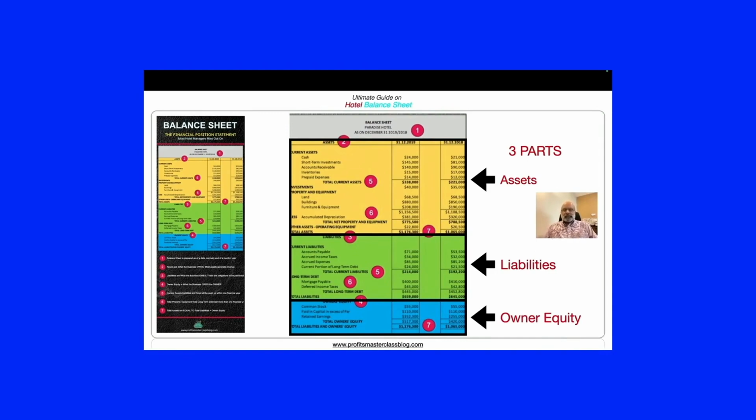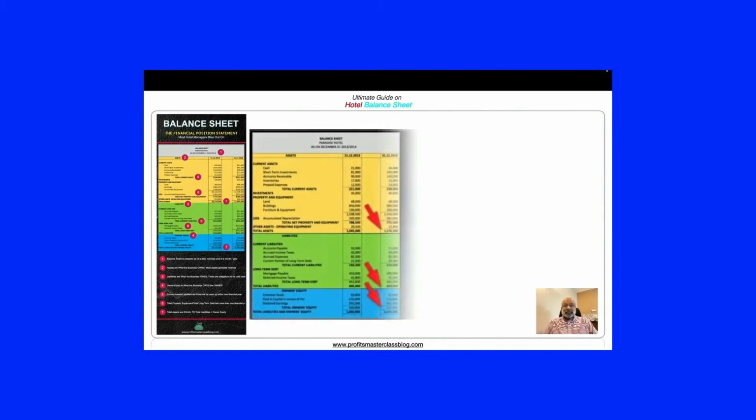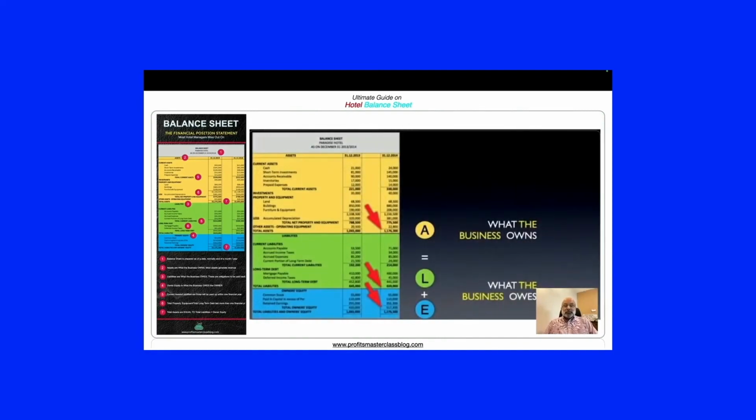Now, you may be wondering what these assets, liabilities, and owner equity represent. Well, they represent something very important to your business. Remember the long-term financial health that I talked about? Well, the assets are what the business owns. As you can see, that is marked by the alphabet A.